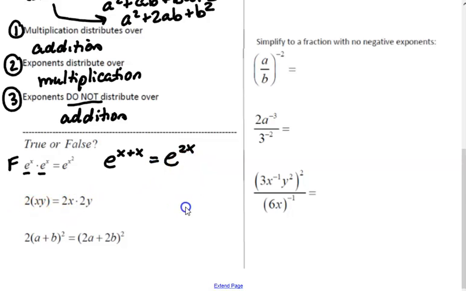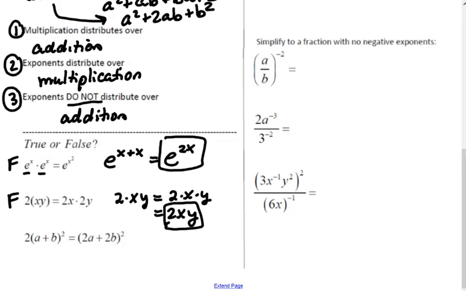The second one is also false. Many students think because they see a set of parentheses that they need to distribute. But we learned up here that multiplication distributes over addition. Multiplication does not distribute over multiplication. When we see 2 times the quantity xy, that's just 2 times x times y, which is 2xy. So that's what this should be, 2xy.